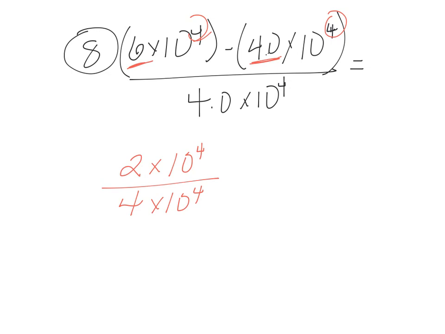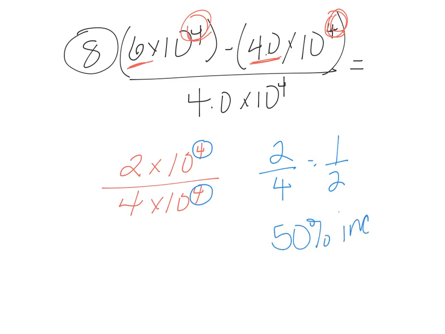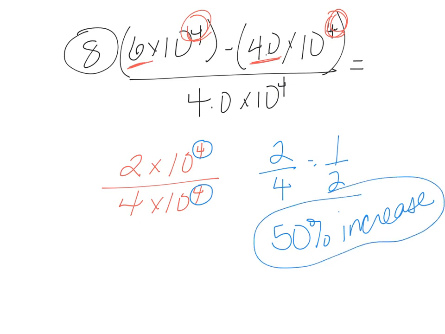So when we add or subtract exponents, we want them both the same. But when we multiply or divide, the exponents actually will subtract for division. When we multiply, they add, but when we divide, they actually subtract. So it would be 4 minus 4, which cancels themselves out. So our answer ends up being 2 over 4, which is a half, which is an increase of 50%. So this problem ended up being really easy, even though it looked terrible to start with.